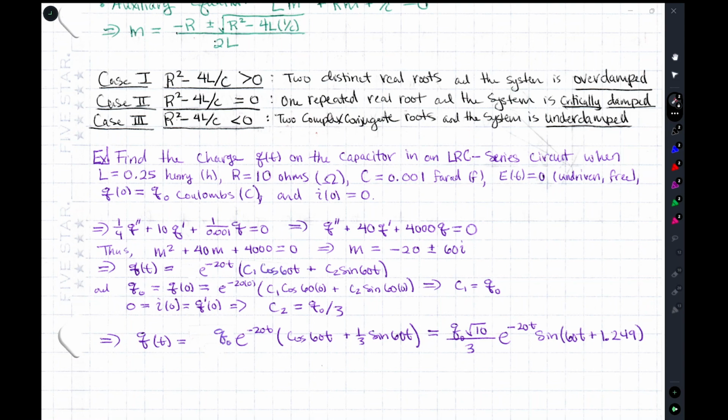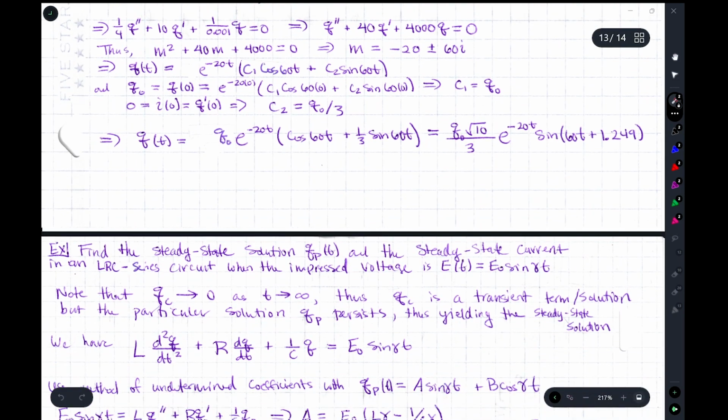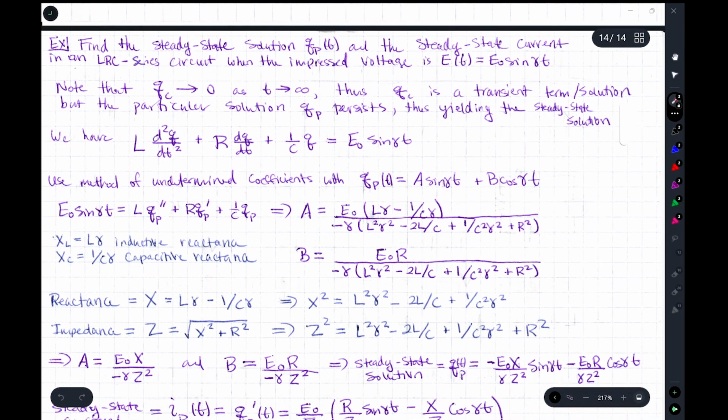All right, let's look at one more example. Find the steady state solution and the steady state current on an LRC series circuit when the impressed voltage, so now we have a driven circuit. The source has a non-zero potential, and it's sinusoidal. It varies as sine gamma t.